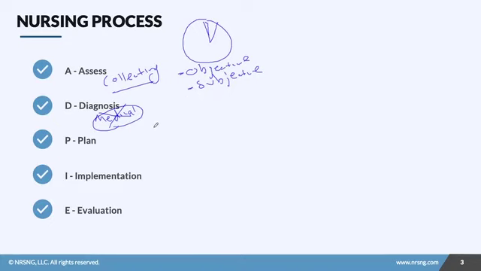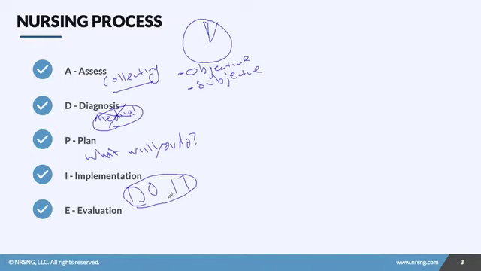Then during the planning phase, this is what you plan to do for your patient. What will you do? What are you going to do? You've collected all your data. You've said what you think is going to happen. So what are you going to do for the patient? Then during the implementation phase, you do it. You've got your plan all together. Now in implementation, you do it.